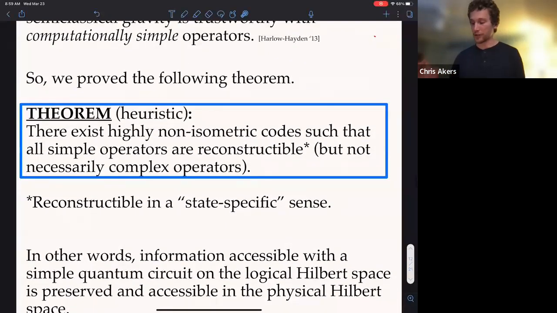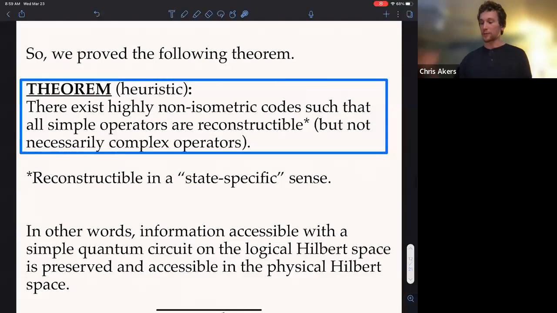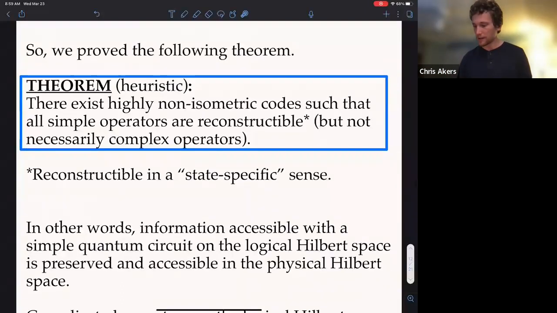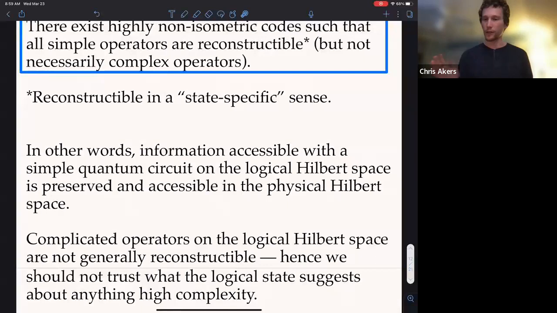So in other words, information accessible with a simple quantum circuit on the logical Hilbert space is preserved and accessible in the physical Hilbert space. But complicated operators on the logical Hilbert space are not generally reconstructible. And hence we should not trust what the logical state suggests about anything high complexity.